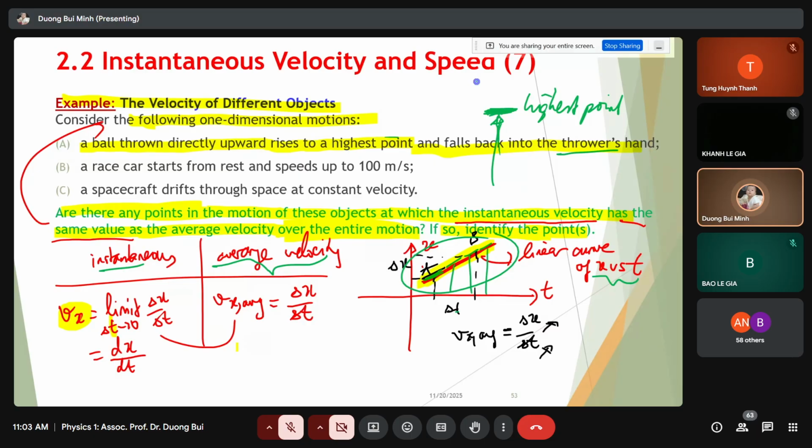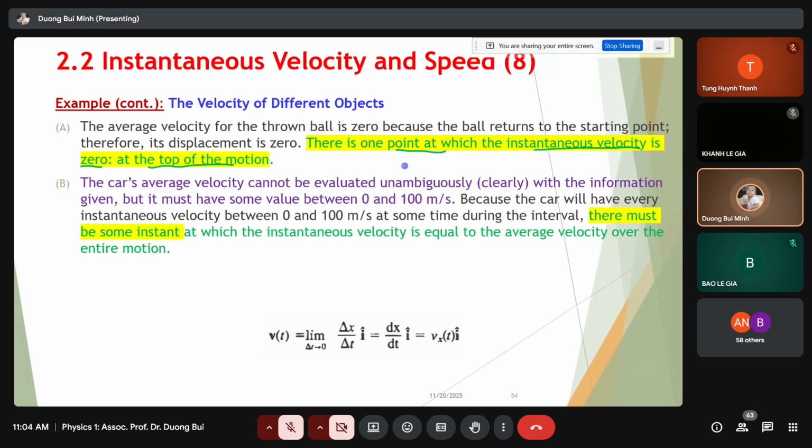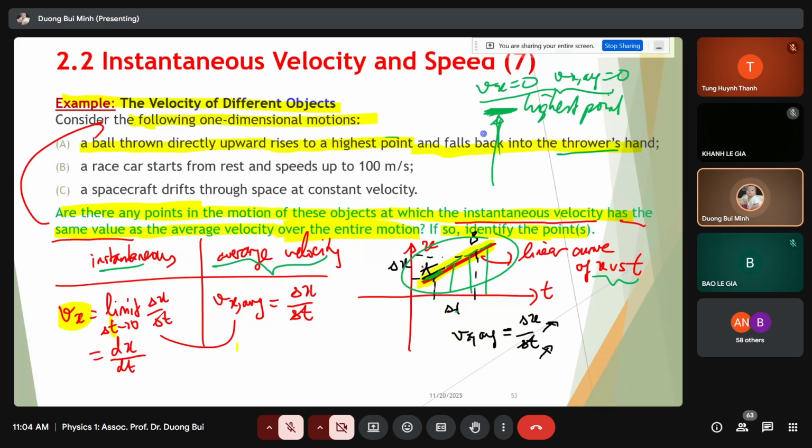Okay, because at that point Vx will be zero and Vx average is also zero, so we have the same values. Okay, so look, we get the answer. There is one point at which the instantaneous velocity is zero, at the top of the motion, directly upward, right to the highest point.